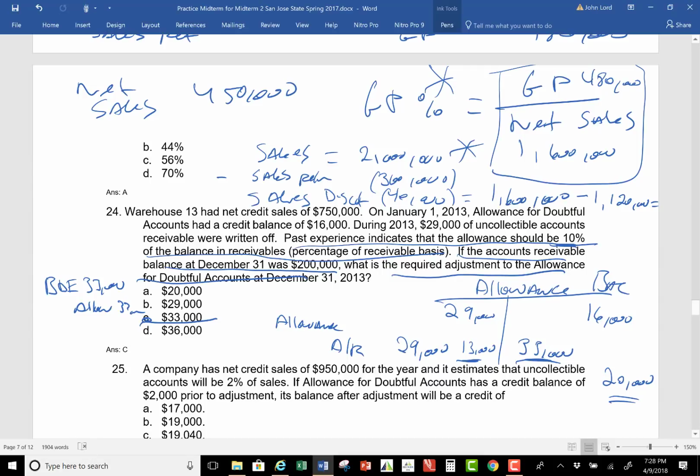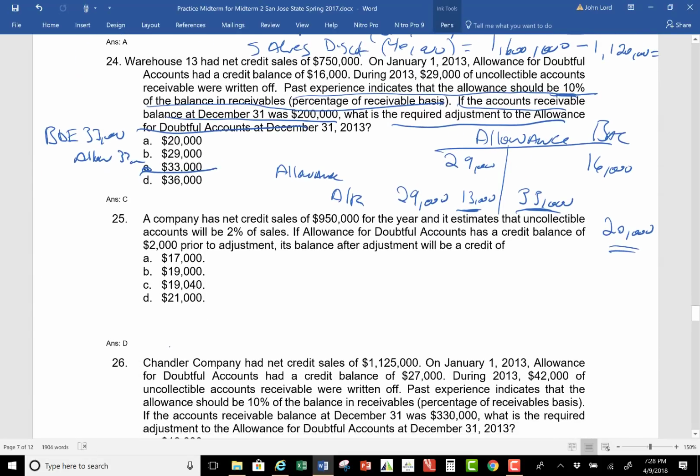Okay, number 25. A company has net credit sales of $950,000 for the year. It estimates that uncollectible accounts receivable will be 2% of sales. If the allowance for doubtful accounts has a credit balance of $2,000 prior to the adjustment, its balance after the adjustment will be a credit of, now look, they're only giving me the sales number, aren't they? So I guess I have to use a percent of sales method, and the percent of sales method pays no attention to what's already in the account balance, right?